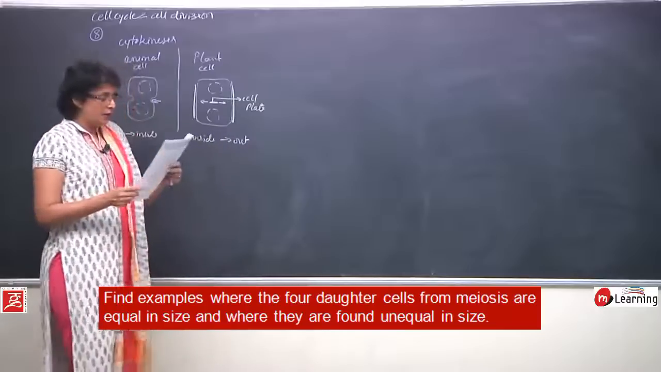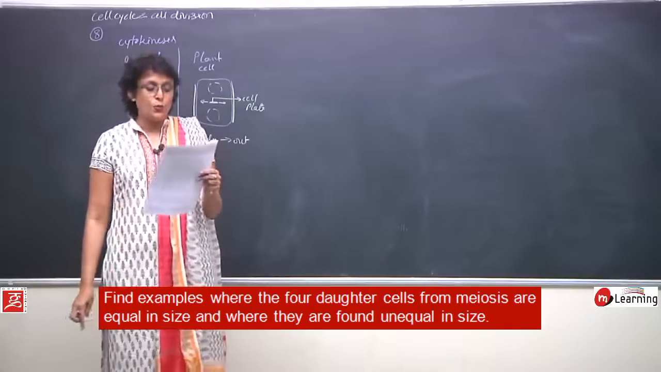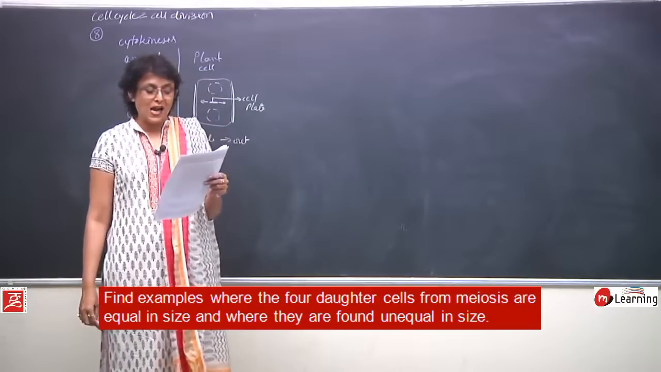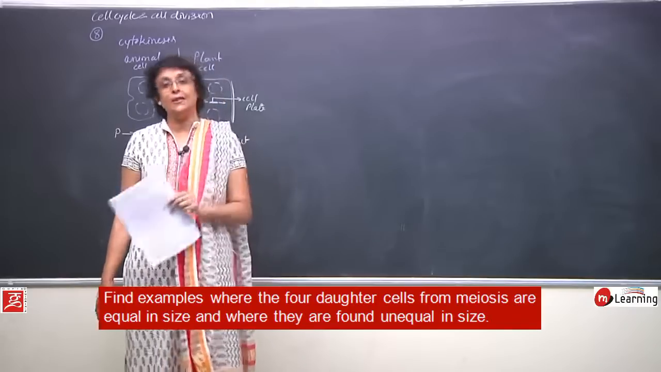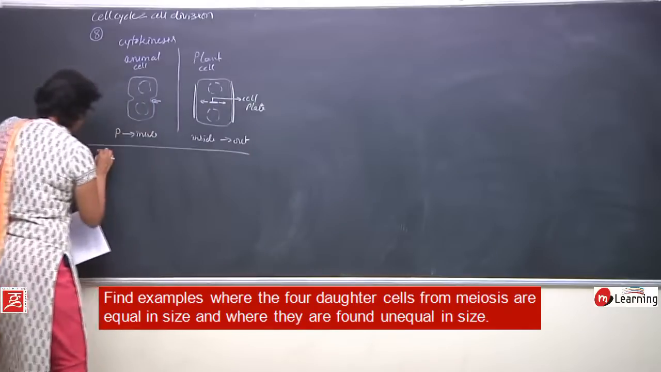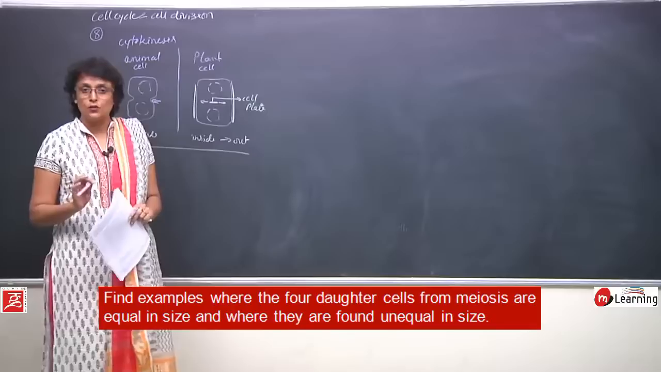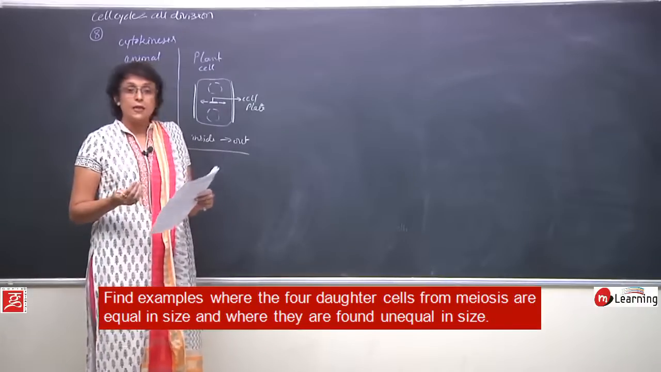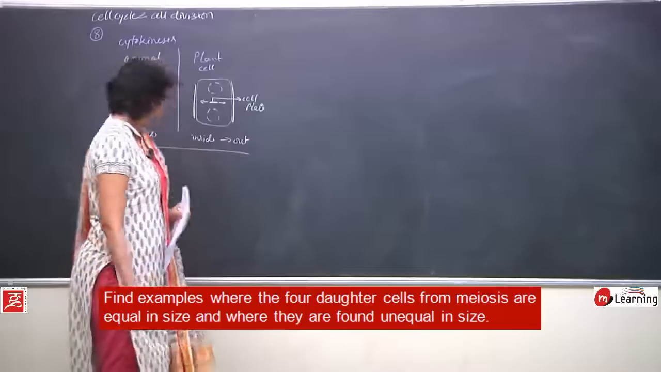We are on question number 9 now. Find examples where the 4 daughter cells from meiosis are equal in size and where they are found unequal in size. So here we are talking of question number 9. The 4 daughter cells, when they are formed as a result of meiosis, meiosis 1 and meiosis 2, where are they same, all 4 cells, and where are they different?